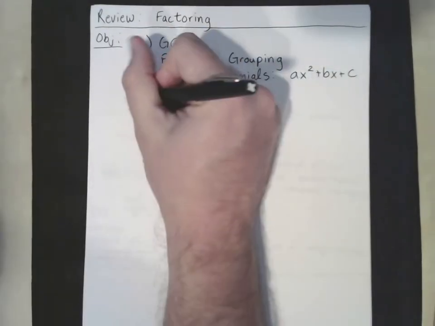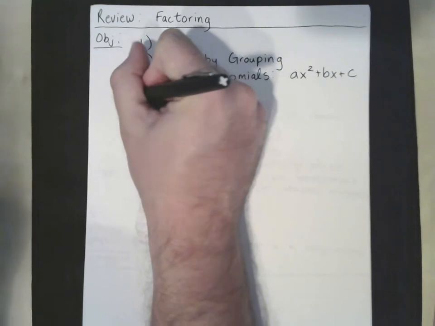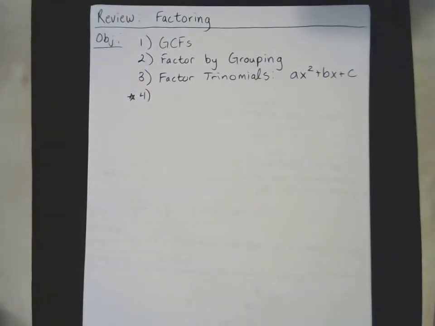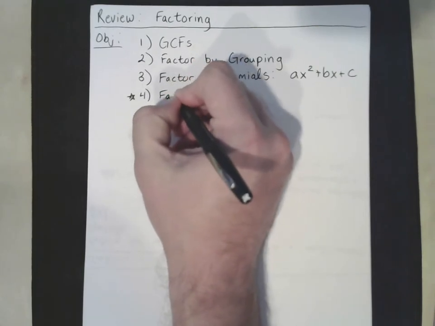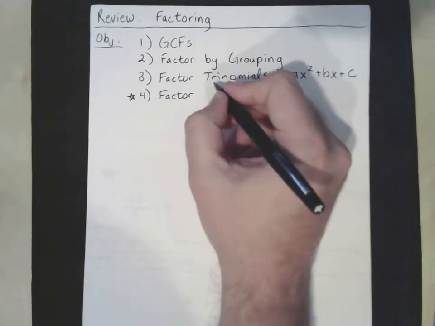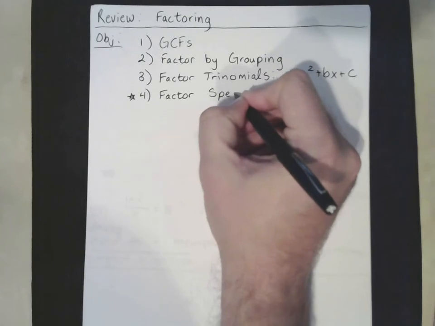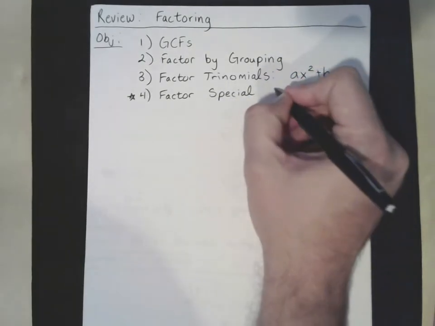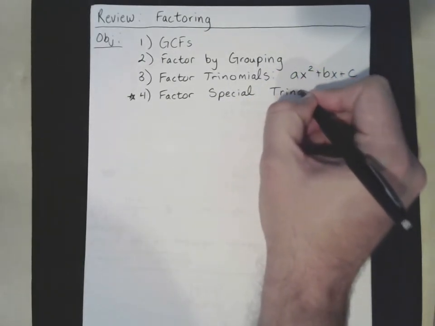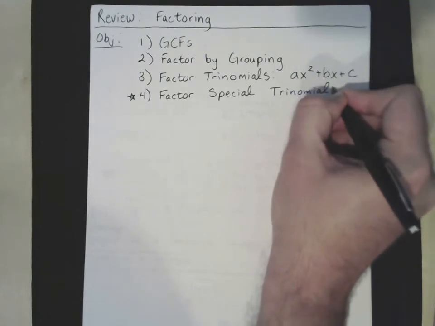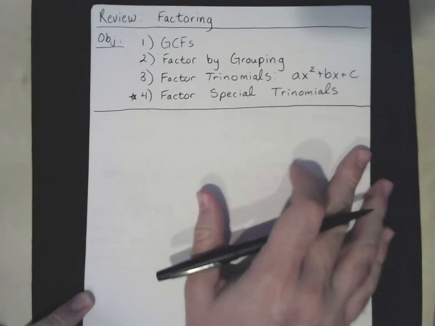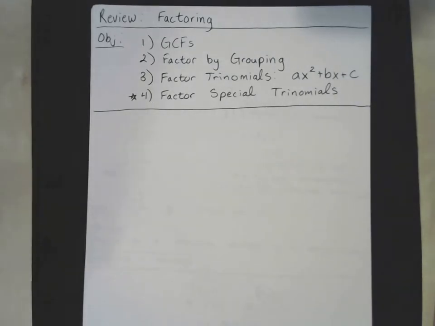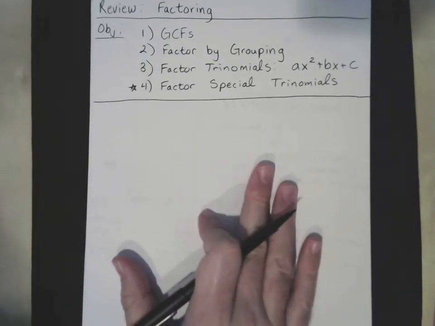Now I'm going to throw up the fourth objective. This one is going to be split off from the other three, in the next video lecture, and that is factoring special trinomials. We'll talk all about what the special trinomials are, how their factoring patterns look, and how we factor those in the next video. But it's all one thing, reviewing factoring, and we're just splitting it up to not overwhelm ourselves.